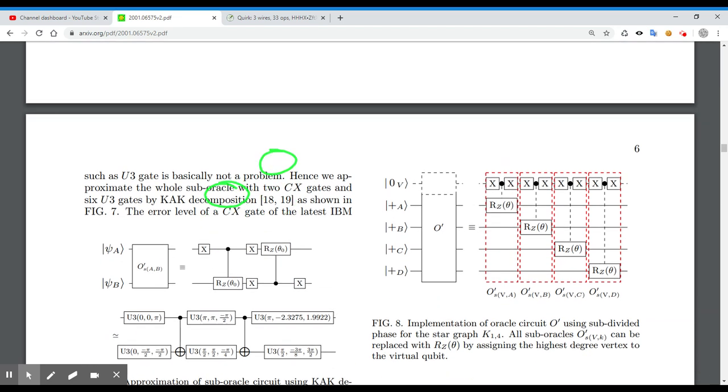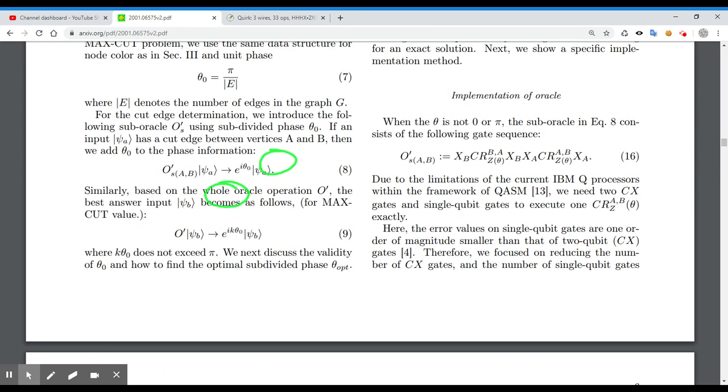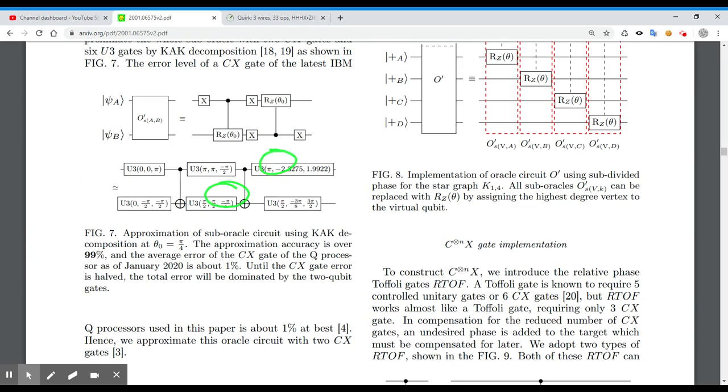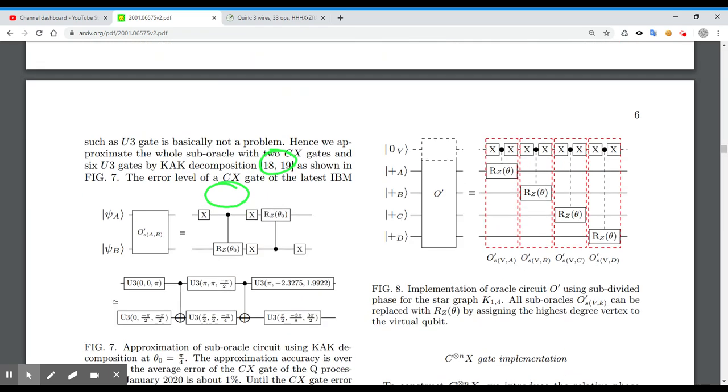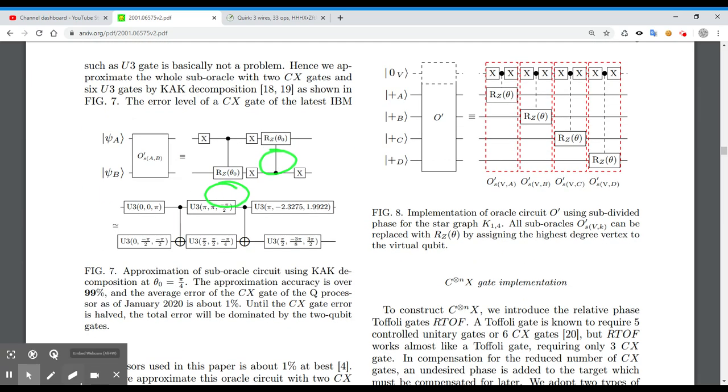But still, it seemed like my previous implementation also could work, right? Anyway, X control RZ. And so now this is equivalent to that. Okay, so let's take a look at this. This is equivalent to that.